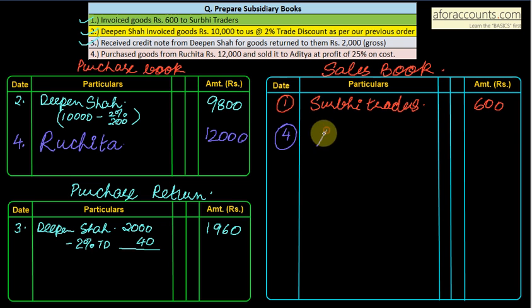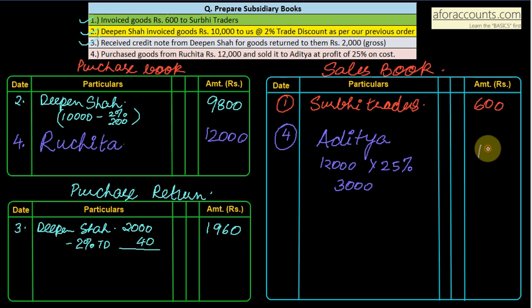at profit of 25% on cost. Now what is my cost? My cost here is 12,000, okay, and on 12,000 I am adding 25%. 12,000 into 25%, that comes up to 3,000. So 12,000 plus 3,000 comes up to 15,000. So this is for the fourth point. This is how you record it in the books of account.